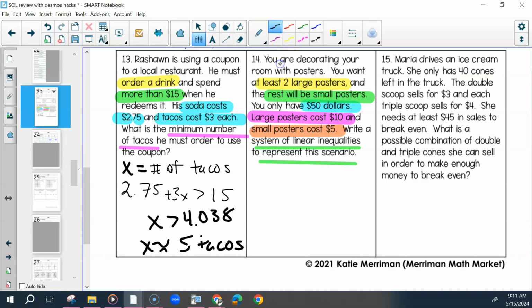So you know it's going to be 2. So we need 2 variables. Since we're just writing, we can use L and S, X and Y, it doesn't matter.